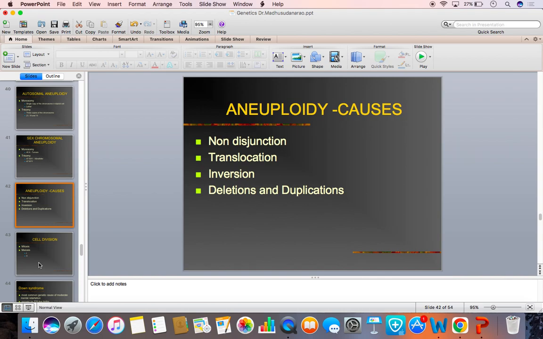Okay, it could be inversion, it could be deletion and duplication. That results in the addition of genetic material in one cell with the depletion of genetic material in another cell. The cell deprived of the genetic material is not going to survive. The cell with the additional genetic material is showing the abnormal phenotype. Okay.